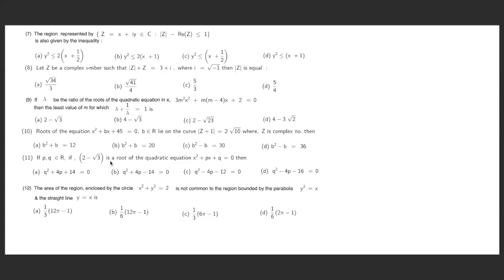Now let us look at another problem wherein p and q belong to R. If one root is there, that is 2 minus root 3. Minus root 3 is the root, okay, of some quadratic equation. Then what would be the best choice on this, right? So let us see how do we solve this.